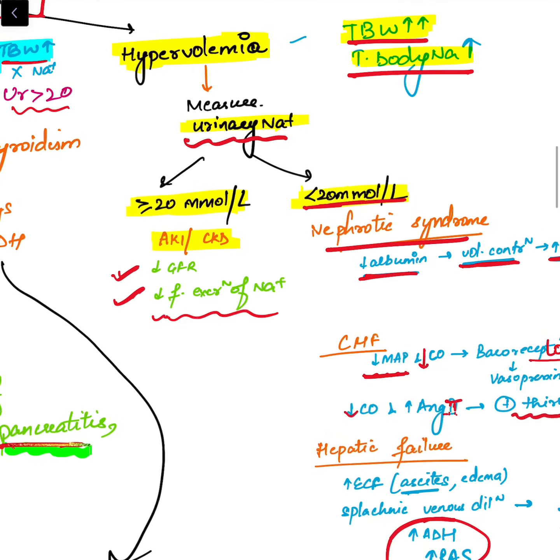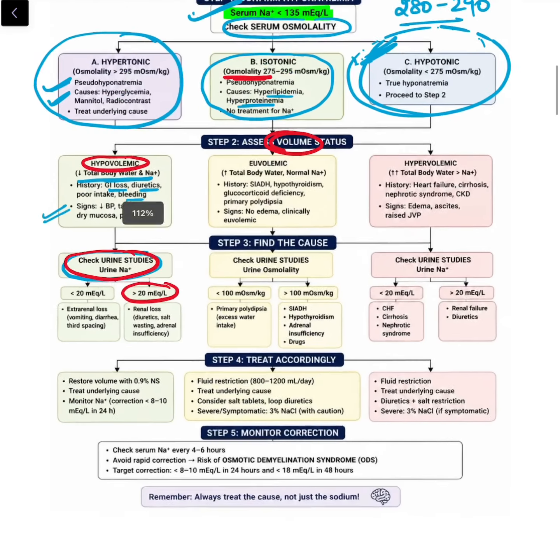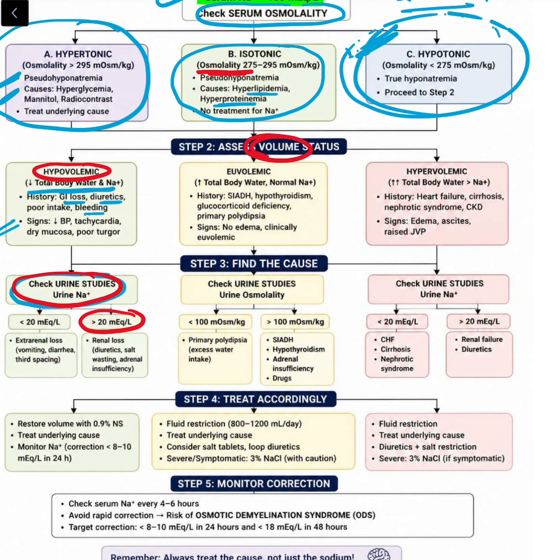Next entity is hypervolemia. If in the given history the patient is having ascites, here total body water is more, sodium is more, so ascites, edema, JVP is raised on examination. So these are the causes. As we have discussed in hypovolemia, there will be a history of loss, decreased BP and tachycardia. But in the case of hypervolemia, the patient has heart failure, cirrhosis, CKD, edema, ascites, increased JVP.